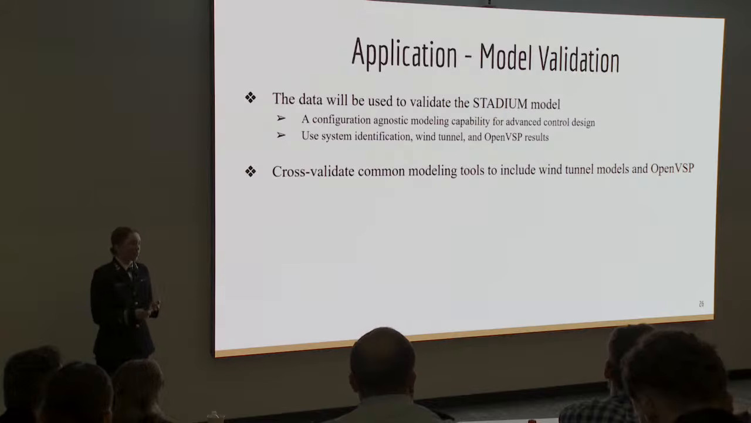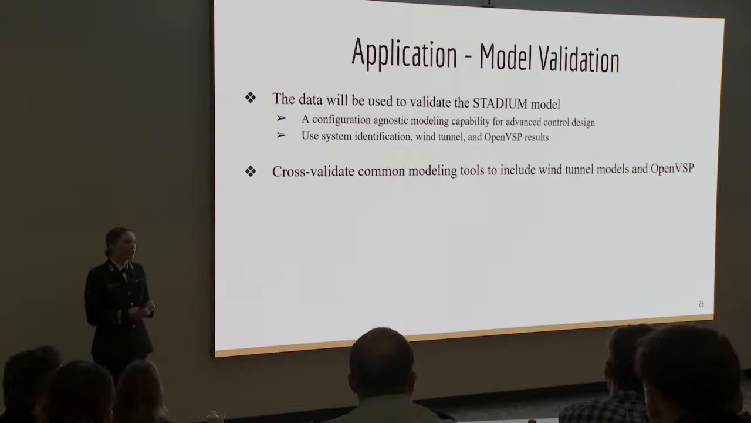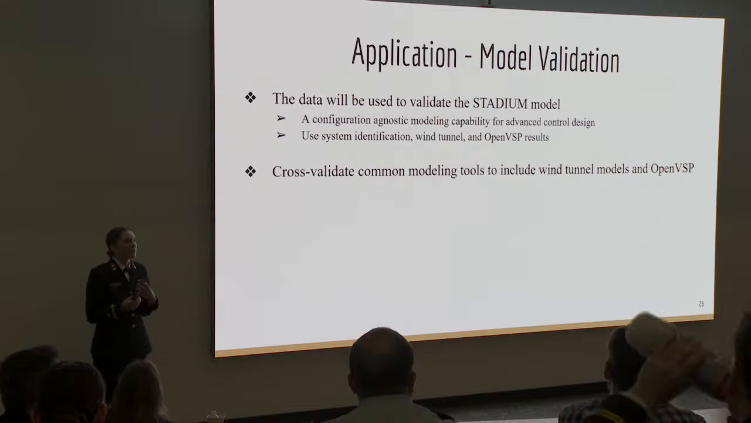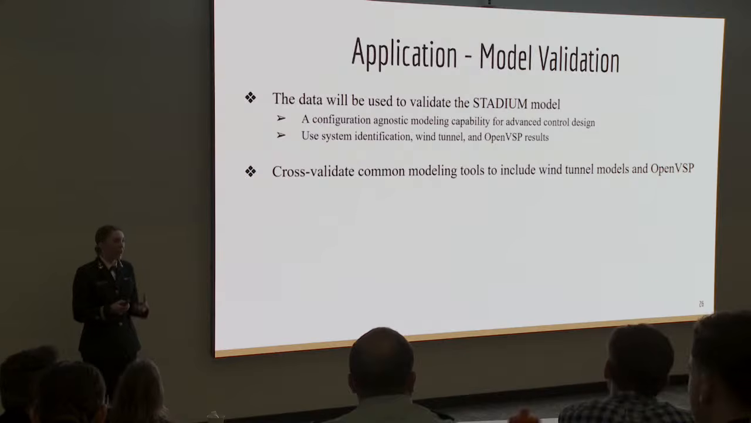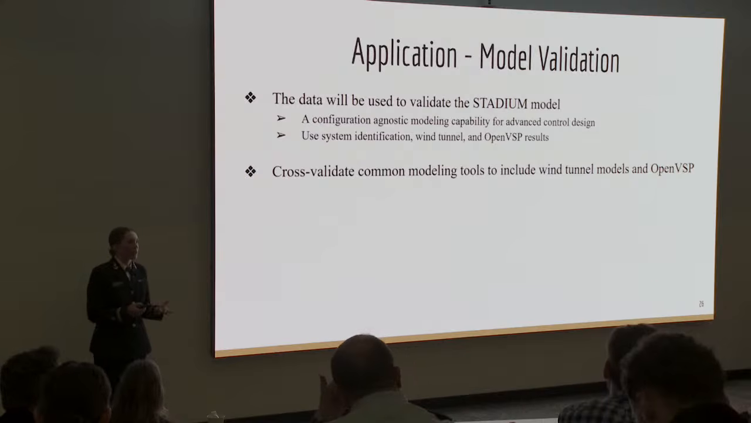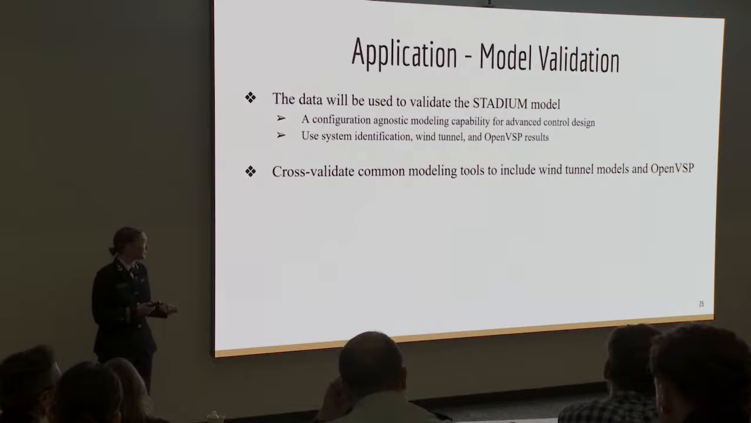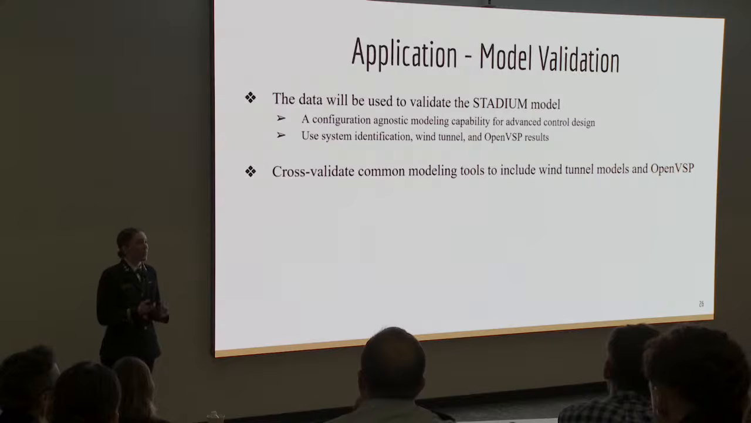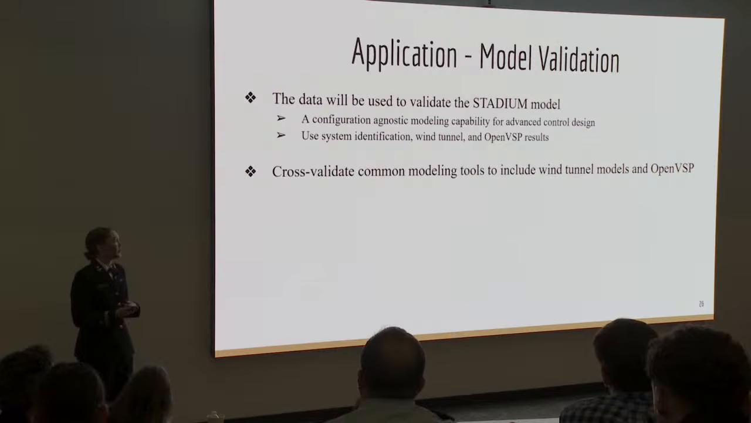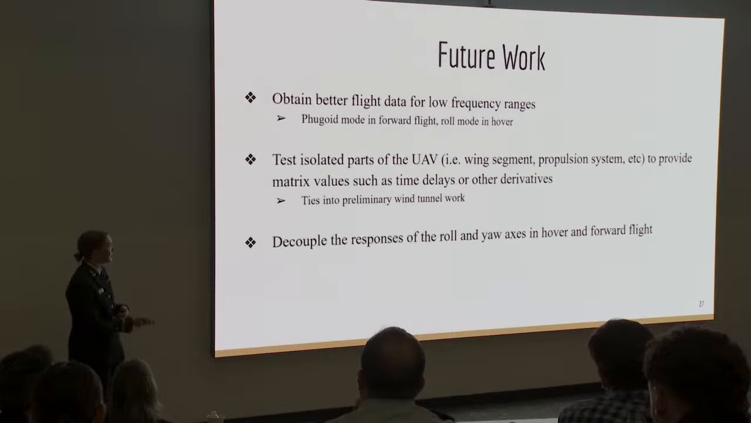Additionally, our OpenVSP and wind tunnel data provide insights that can be used for aerospace lookup tables to provide data on the impact of RPM on aileron deflection and the relationship between motor interference and wing deflection. Additionally, as I mentioned before, we could also cross-validate common modeling tools used in the aerospace department at USNA, including our wind tunnel and OpenVSP.